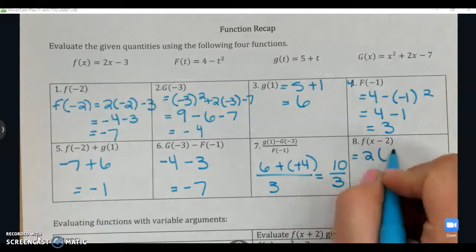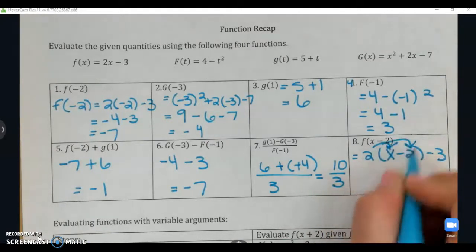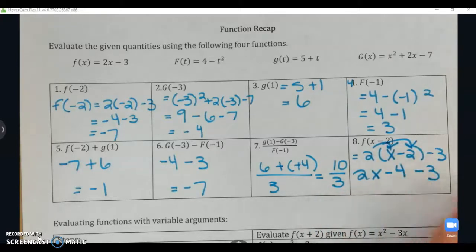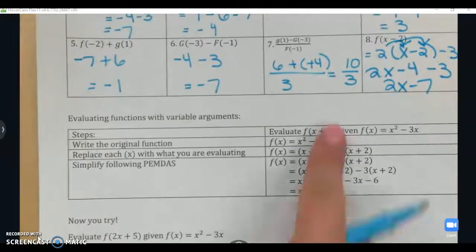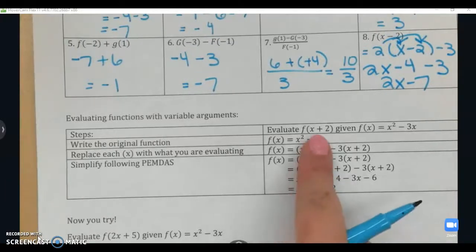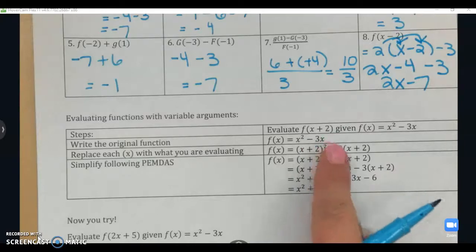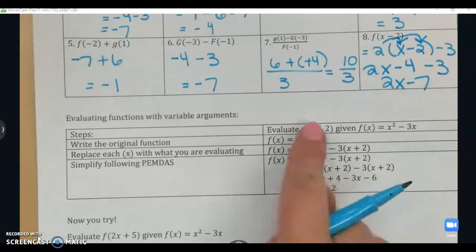So that's going to be 2 times x minus 2 minus 3. I distribute that 2 to both pieces. So I get 2x minus 4 minus 3. I can combine my constants, and 2x minus 7 is my final answer. So right here you have a worked example of when you're plugging in an expression, you follow the same procedure, but if we're squaring it somewhere, remember that means you have to FOIL.